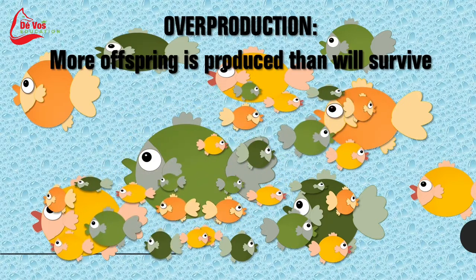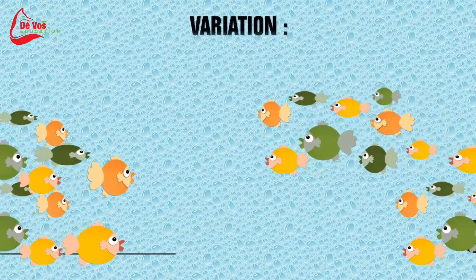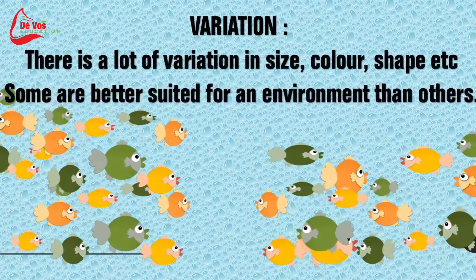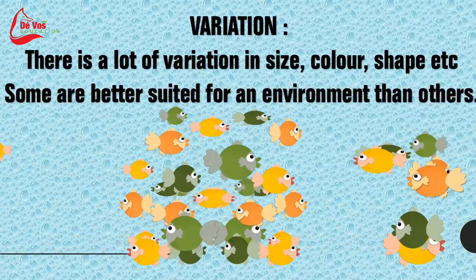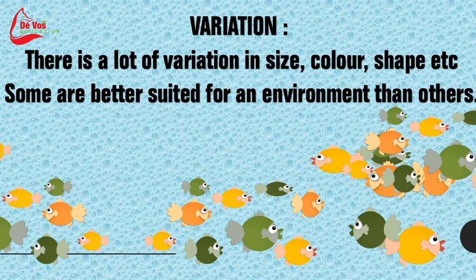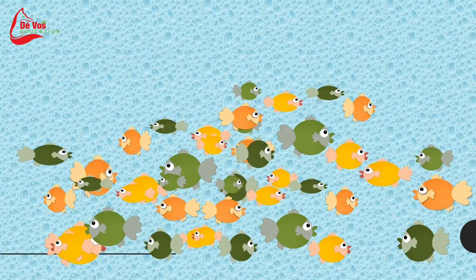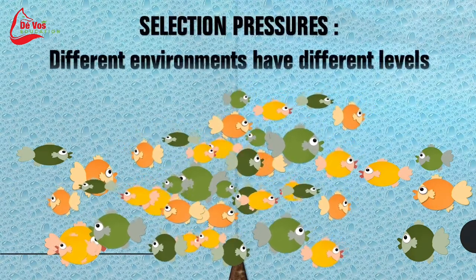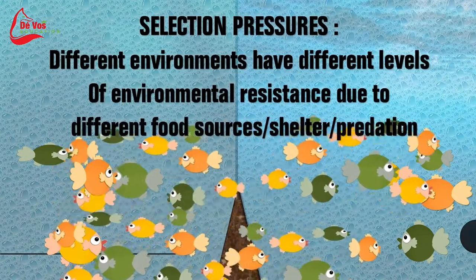Then move on and explain about the fact that there must be variation in these offspring. There's a lot of variation in size, color, shape, and some are better suited for an environment than others. Be specific in your answer on what these characteristics are. Then mention the selection pressures.